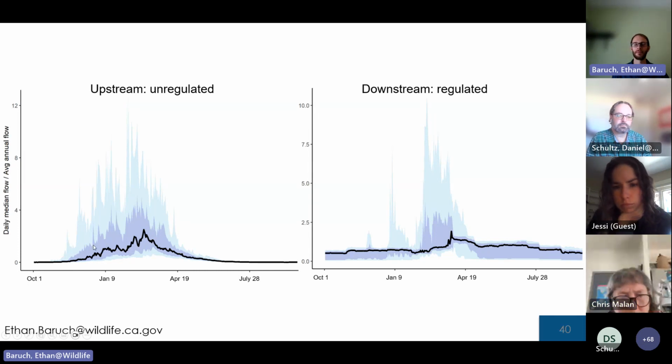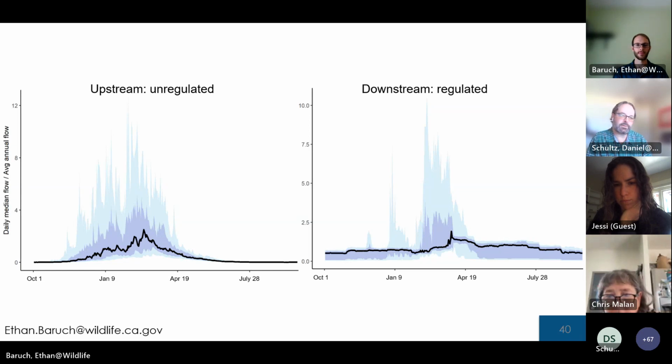Right, this black is the median value. Then this is the, I want to say 20th to 80th percentile. But yeah, these different colors of blue are kind of the percentiles of flow around that median value. So this is not presenting any year in particular. Okay, 40 years. Okay, thank you so much. Helps.